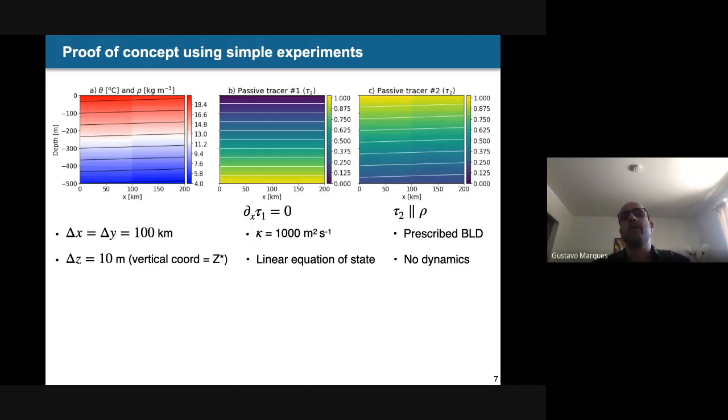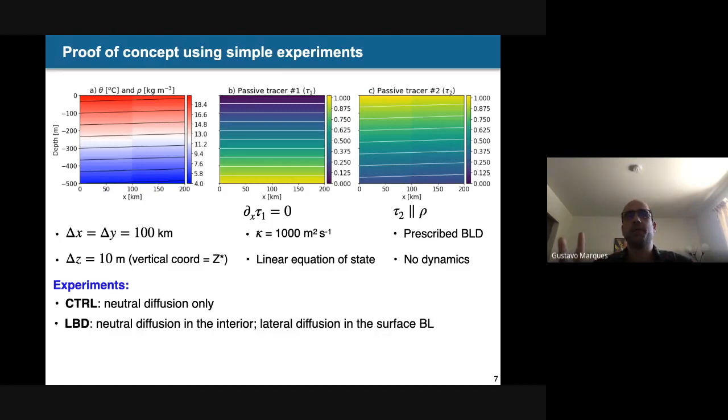Vertical resolution is 10 meters. I'm just going to show solutions with Z-star for now. Kappa is constant at 1,000 meters squared per second. I already said linear equation of state. Then we prescribe the boundary layer depth, and we also turn off the dynamics. There's no dynamics at all.